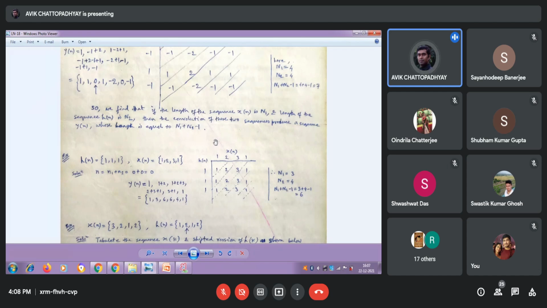And if nothing is mentioned, you can also apply this method in the examination, if nothing is specifically mentioned. Otherwise, you can follow any method. Whatever methods you know, you can follow.